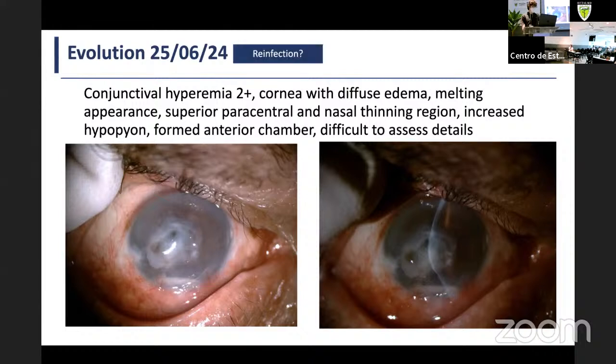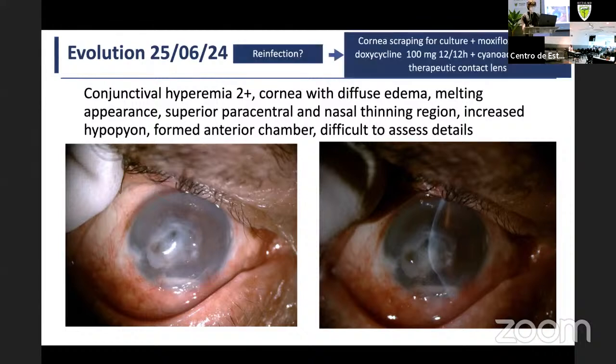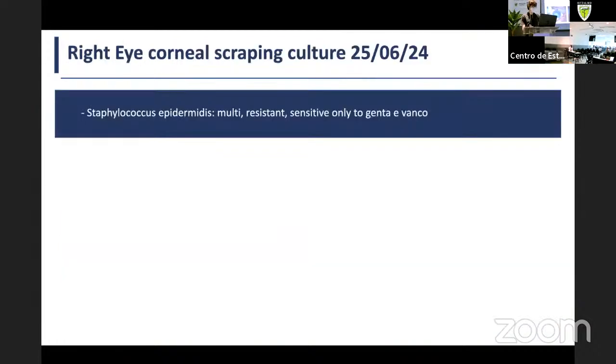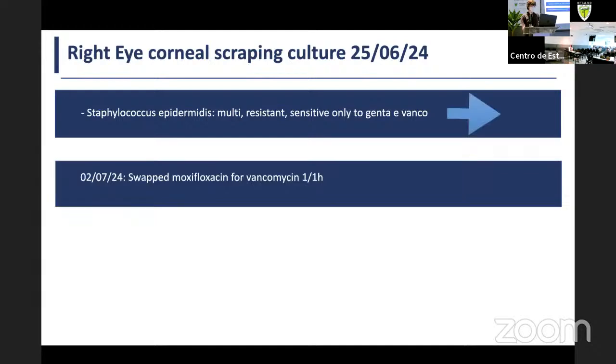Then we ask about a possible reinfection, and we decide to do another corneal scraping for culture, oral doxycycline, take another cyanoacrylate glue and put a therapeutic contact lens and start again with moxifloxacin hour by hour. This is the result of the second right eye corneal scraping, and we had a Staphylococcus epidermidis, multi-resistant, sensitive only to genta and vanco. So we decide to swap moxifloxacin for vancomycin hour by hour.